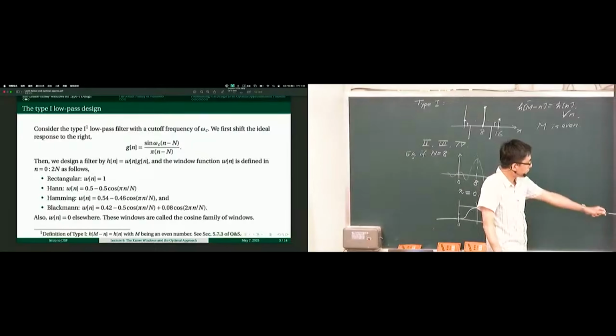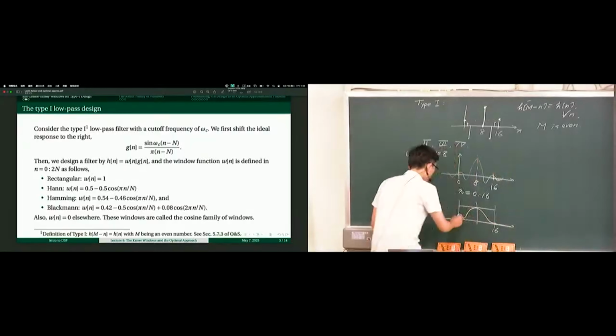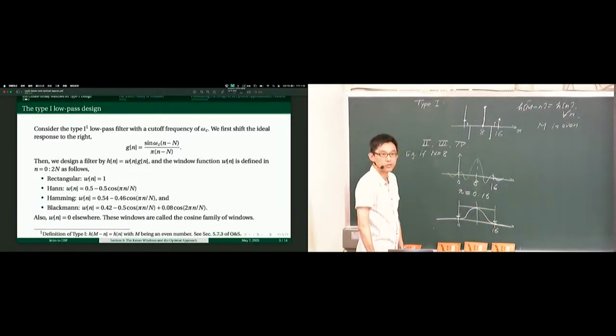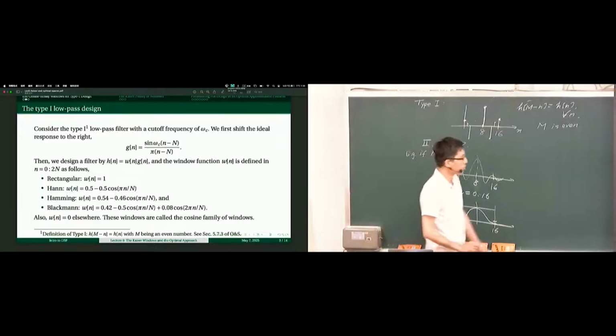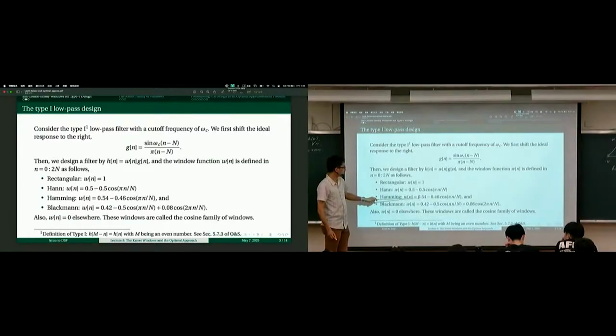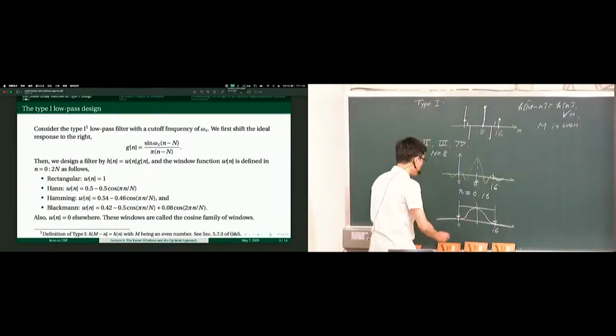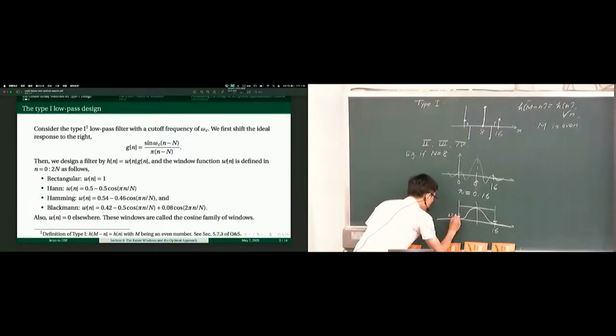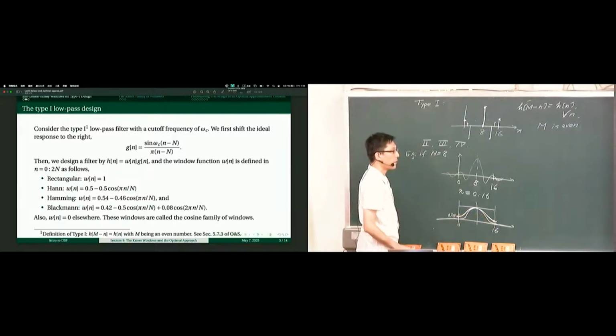So let me also draw Hamming. You know that now the Hamming does not touch 0 at the edges. So at the edge, the value is going to be 0.54 minus 0.46, which equals 0.08. 0.08 at both edges. That's the Hamming window. But otherwise, the shape is the same. Okay, that's Hamming window, and Blackman.